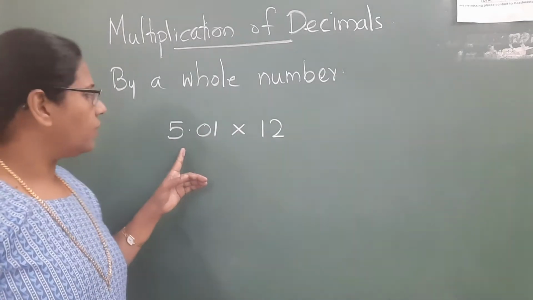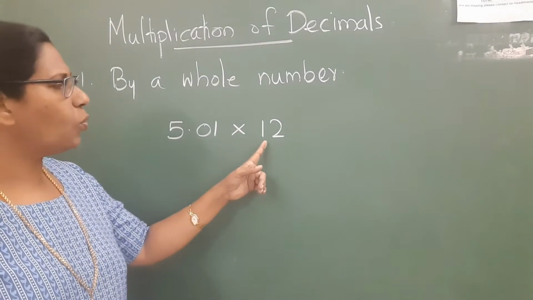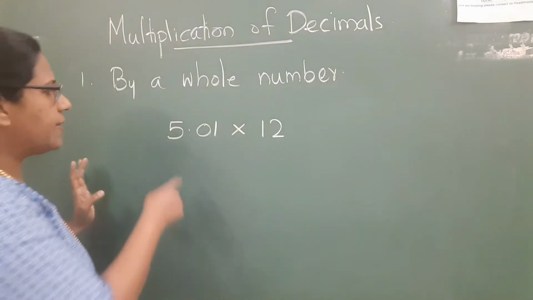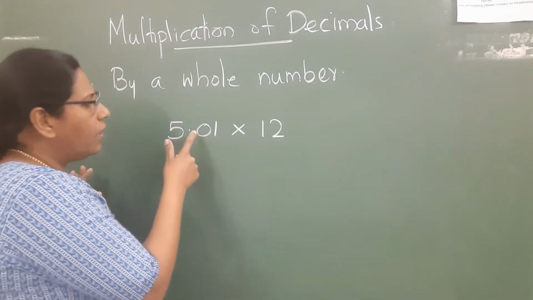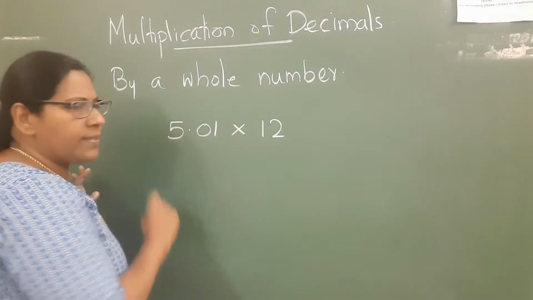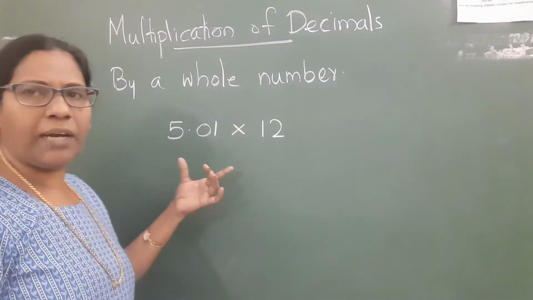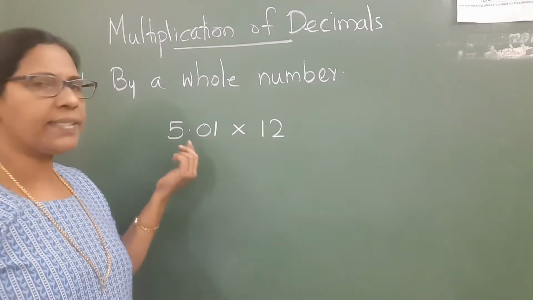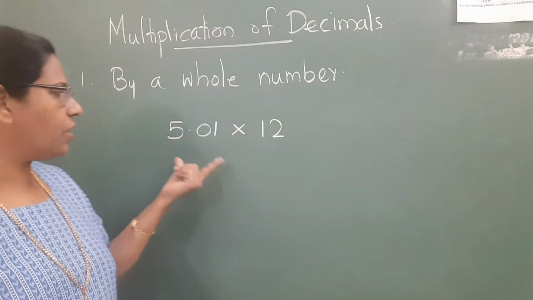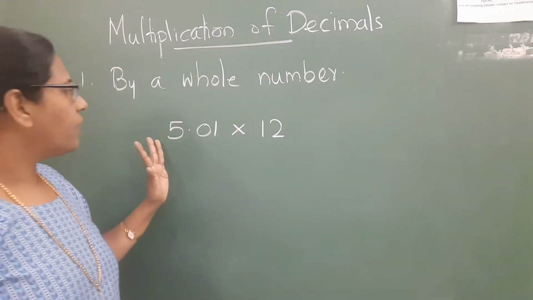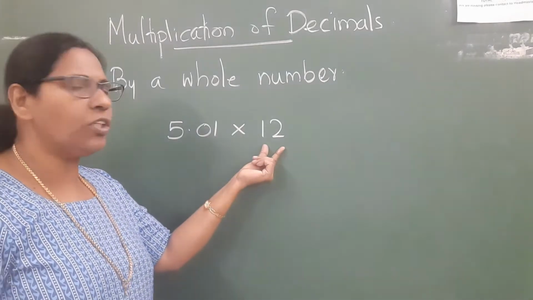We'll do one more, that is 5.01 into 12. This is decimal and this is whole number. Here after 2 places there is decimal and here 2 digits. Before that, what we have done is after 1 place decimal and with a single digit we have done multiplication. Now in this case we have after 2 places decimal and with a 2 digit.